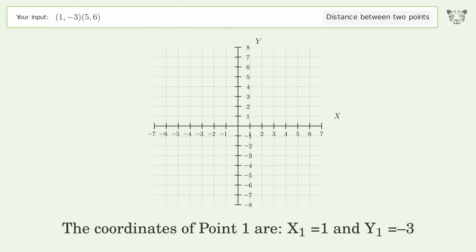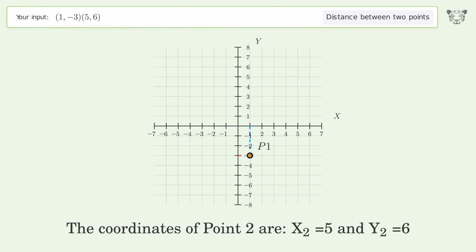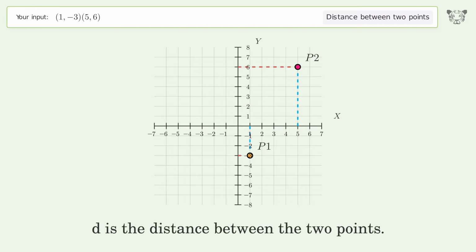The coordinates of point 1 are x1 equals 1 and y1 equals -3. The coordinates of point 2 are x2 equals 5 and y2 equals 6. D is the distance between the 2 points.